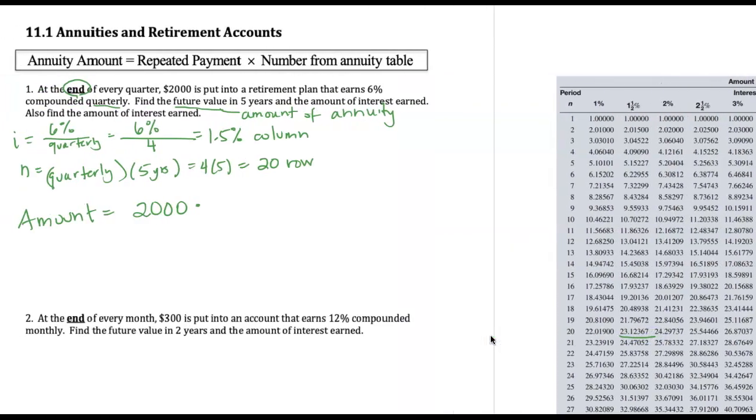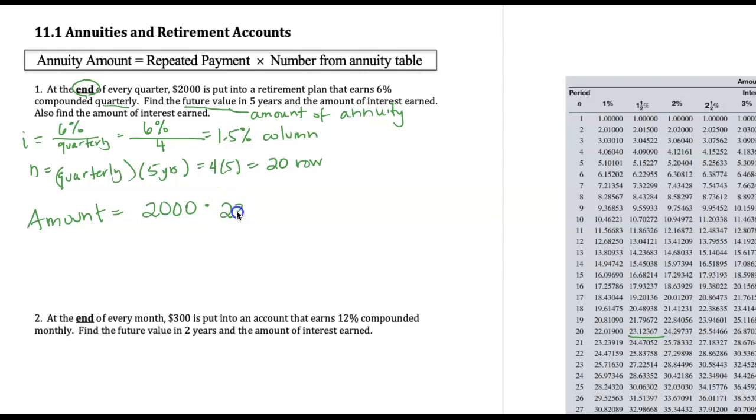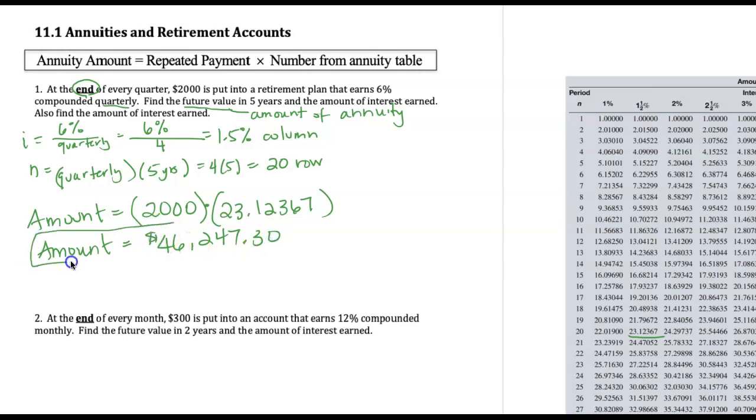23.12367. So let's bring that back. And now we're going to multiply. The amount of our annuity, meaning its future value, is $46,247.30. That gives us the future value, or the amount in the account.